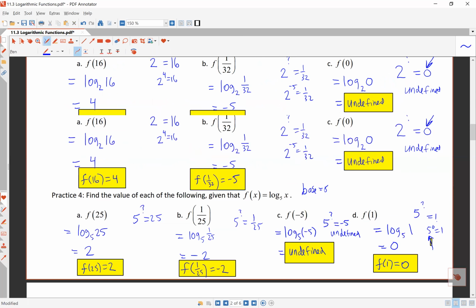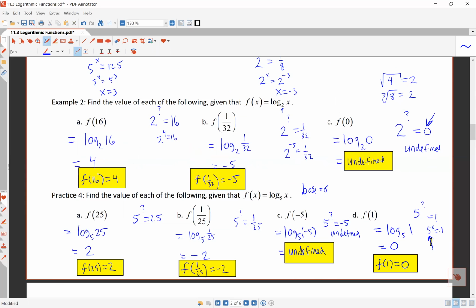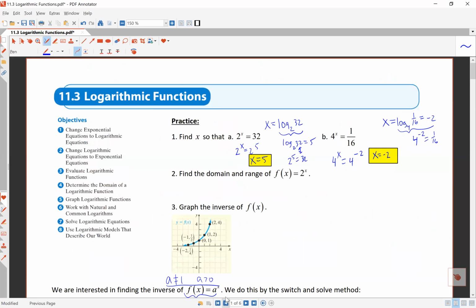So the major takeaway from these two examples is that you cannot have a 0 in a log or a negative in a log. And further, you want to plug in numbers that have the same base as the base on your logarithm. And this concludes the video for section 11.3, Logarithmic Functions. Objective 3, evaluate logarithmic functions.